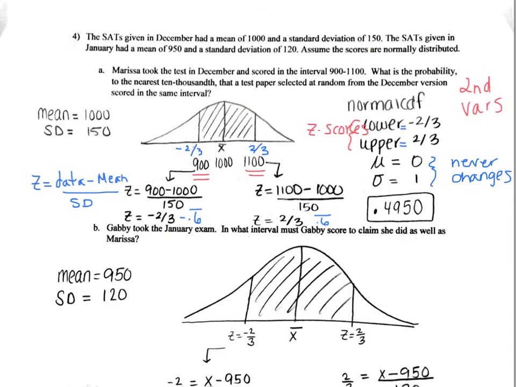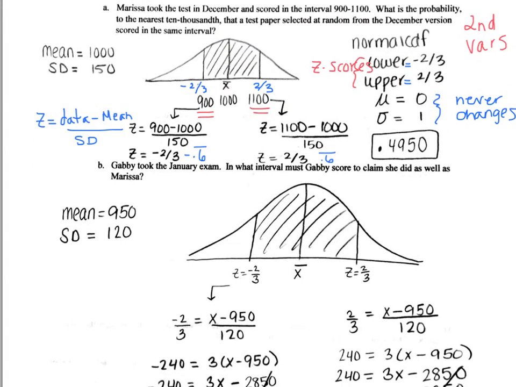Okay, let's look at part B. It says here that Gabby took the January exam. Within the January exam, there's a different mean and a different standard deviation. The mean is 950, the standard deviation is 120. So in what interval must Gabby score to claim that she did as well as Marissa? Well, in order for her to do as well as Marissa, she would need to have the same shaded area. She would have to have that same probability.